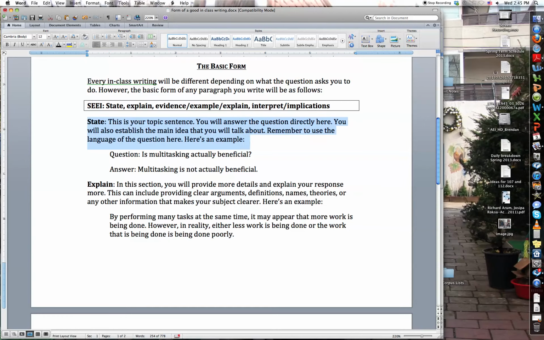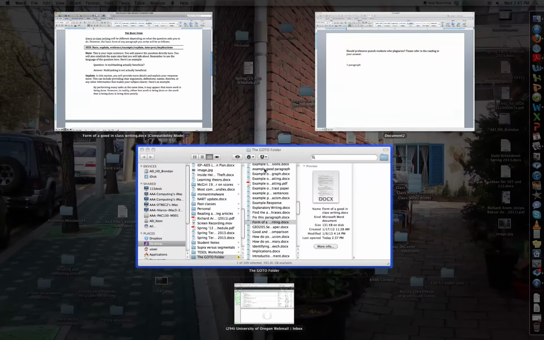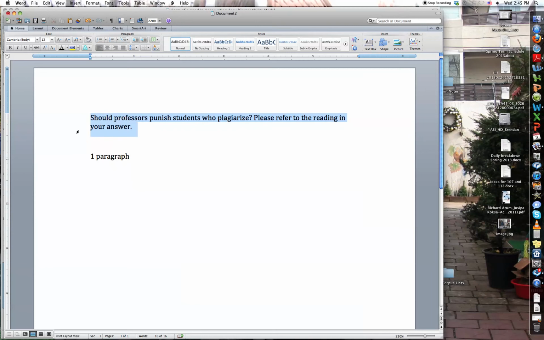Okay, easy enough. If we come back to our example, should professors punish students who plagiarize? Please refer to the reading in your answer. We can try doing this right now. We can actually try answering the question. I see this sentence right here. Should professors punish students who plagiarize?